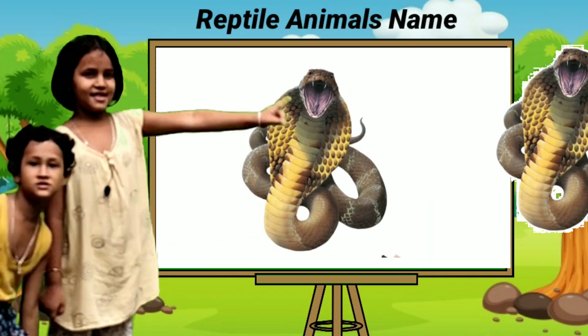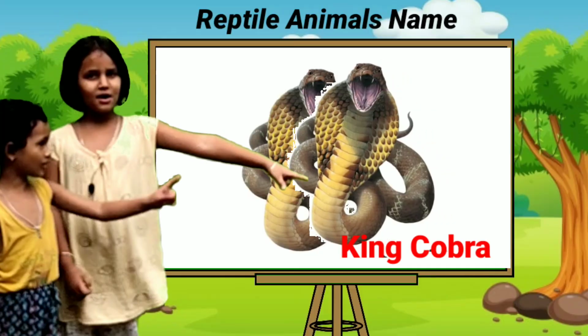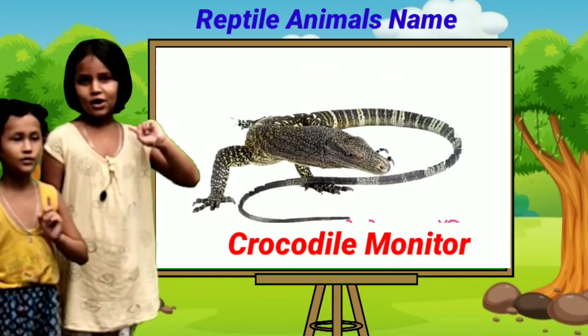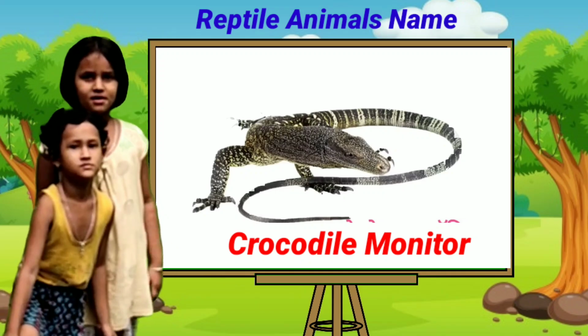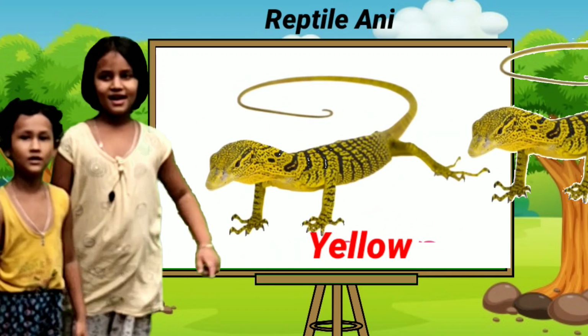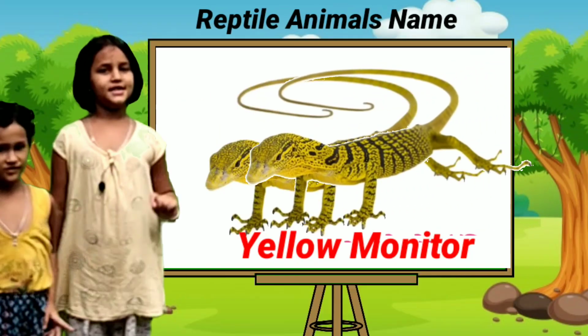This is a king cobra. King cobra. This is a crocodile monitor. Crocodile monitor. This is a yellow monitor. Yellow monitor.